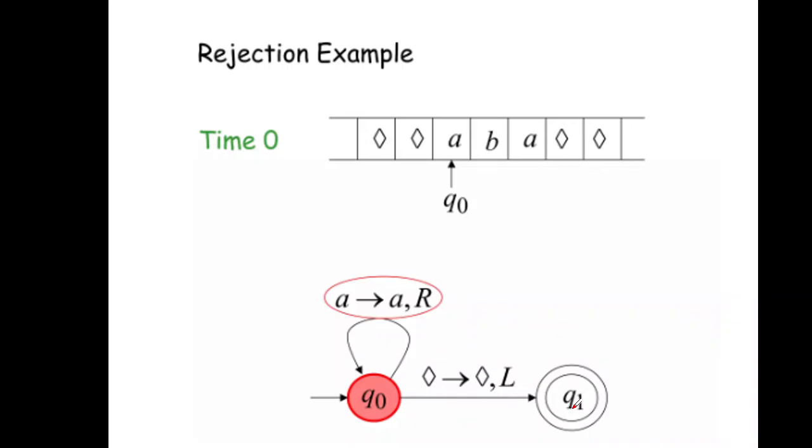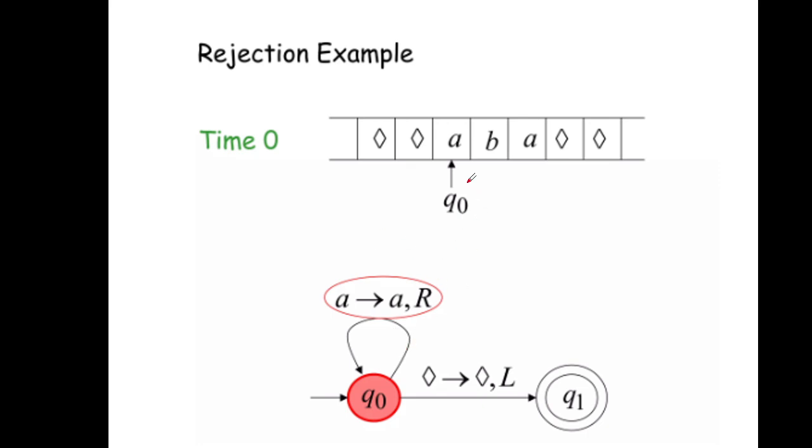So here is an example for rejection. This type of machine can only accept A and many number of A's, right? But here I give the input as ABA. So definitely it will not be accepted by the machine. We can check that.